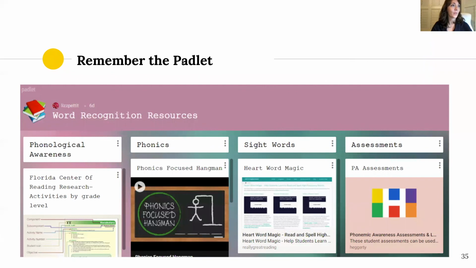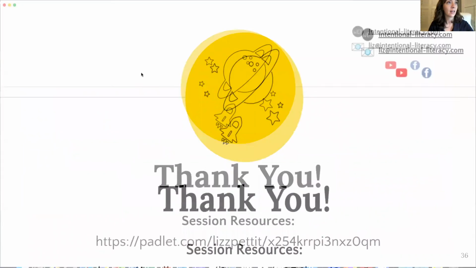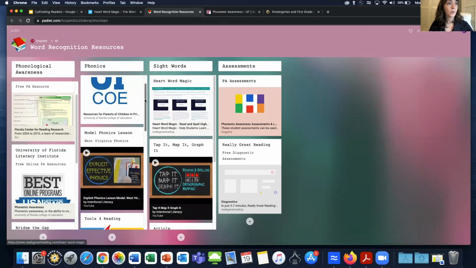So we will take one more quick look at the Padlet. And that is it for today. So go ahead and put in the chat if you have any more questions.